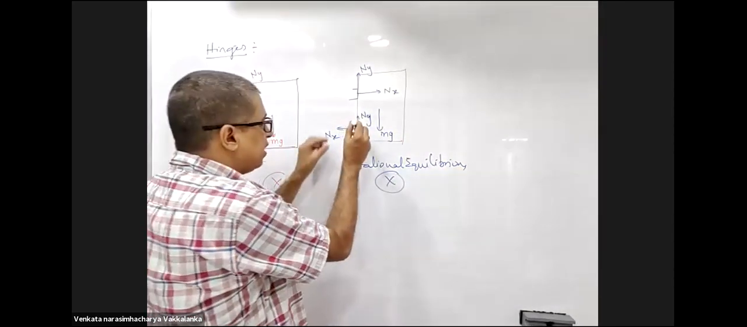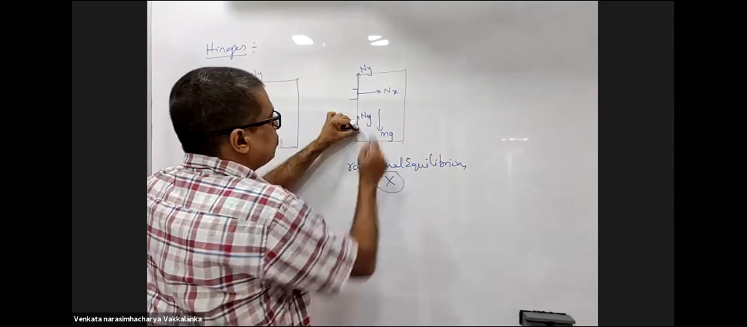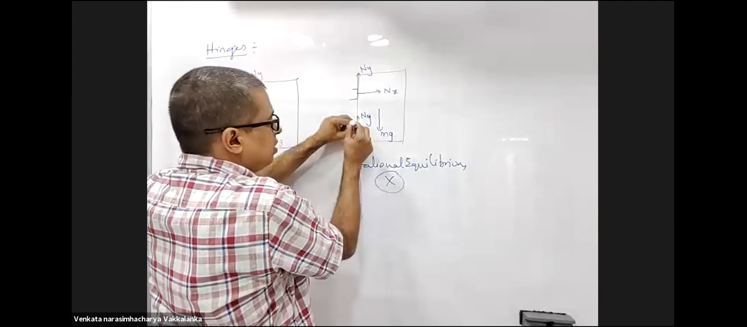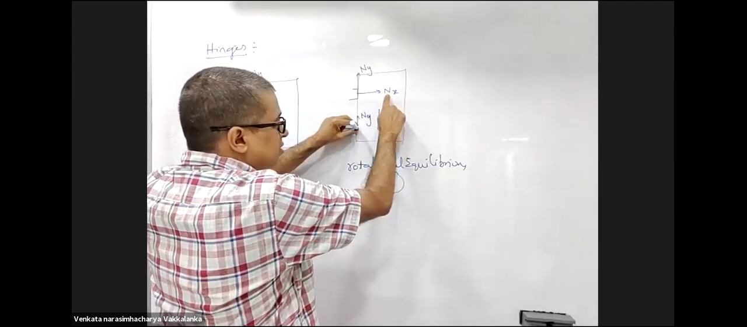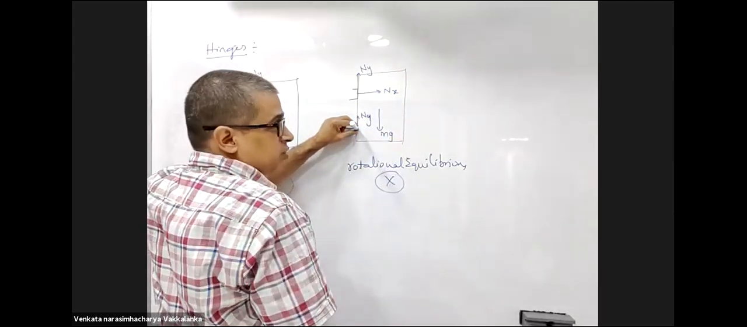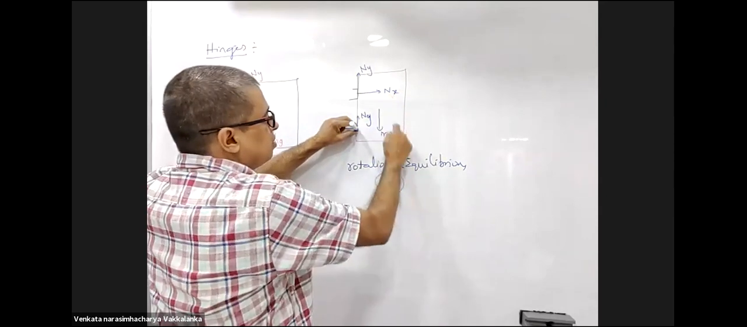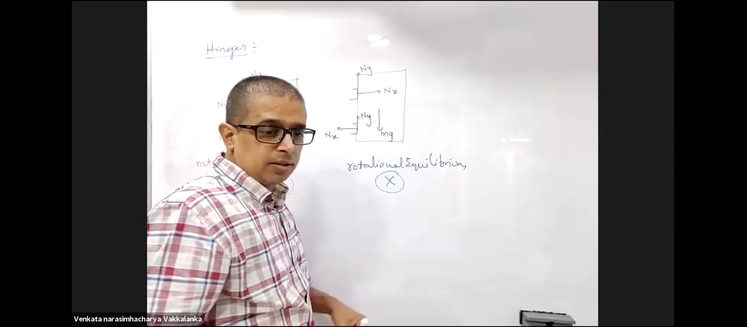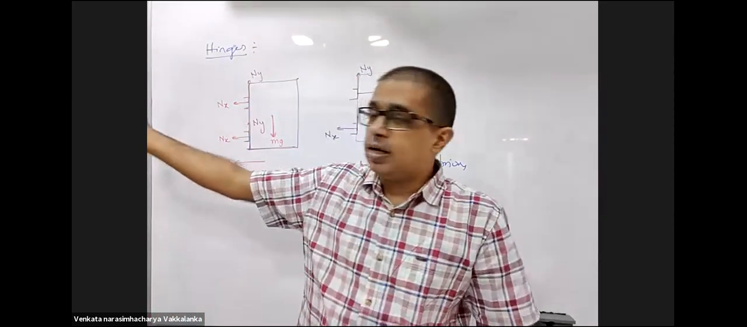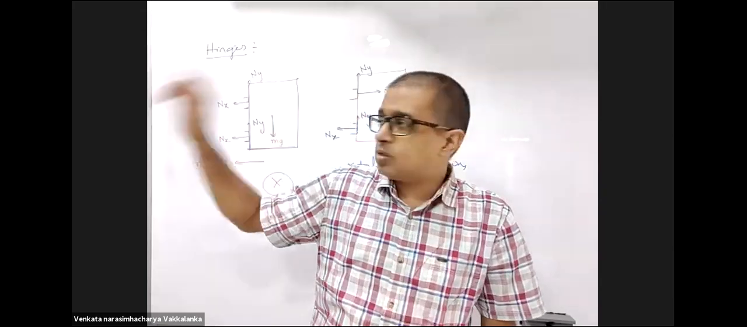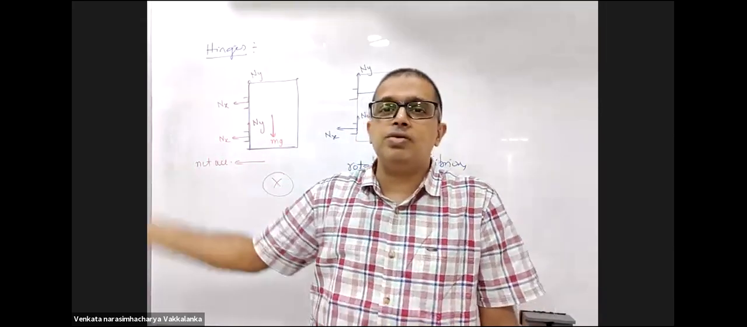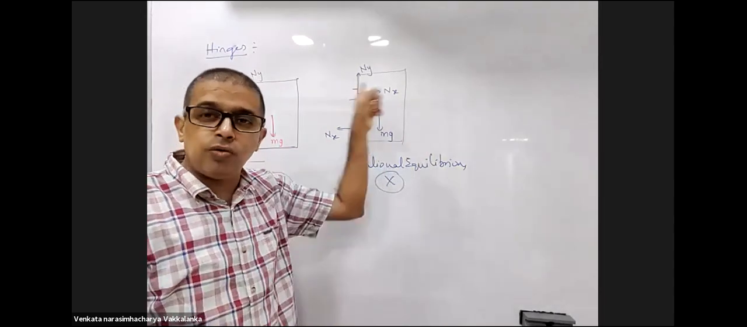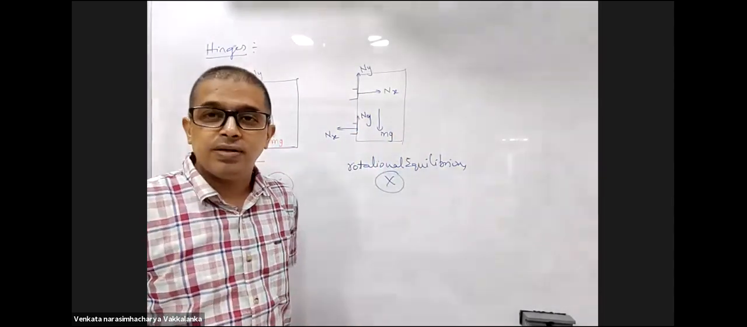Observe this. If I take the torque about the hinge, Ny and Ny will give me 0 torque, Nx also will give me 0 torque. This Nx and Mg will give me clockwise torque. There is no anti-clockwise torque. So a door cannot be at rest this way. If this free body diagram was correct, the door would be rotating clockwise.